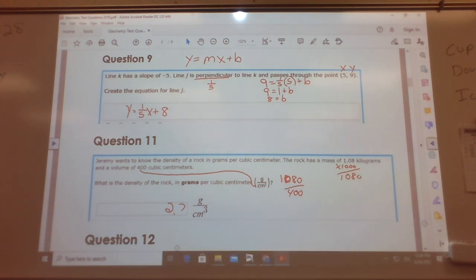I'm not even real positive why they stick it on the geometry test, because it doesn't really have a whole lot to do with geometry. I could see it on a science test. I could see it on an algebra test. But they stick it on geometry. But it's not a hard question. You just plug 2 of the 3 numbers in, solve for the third.